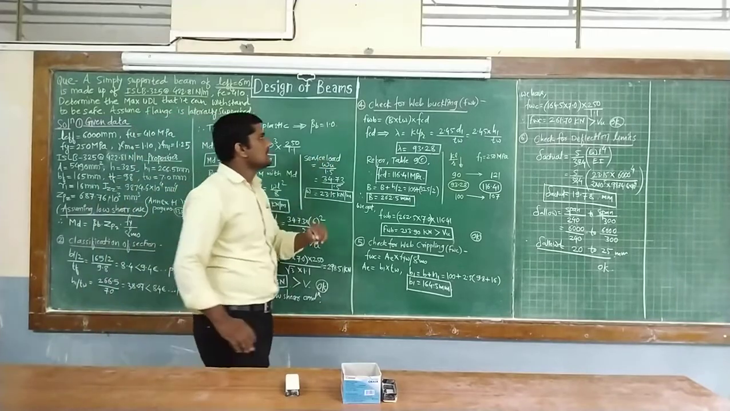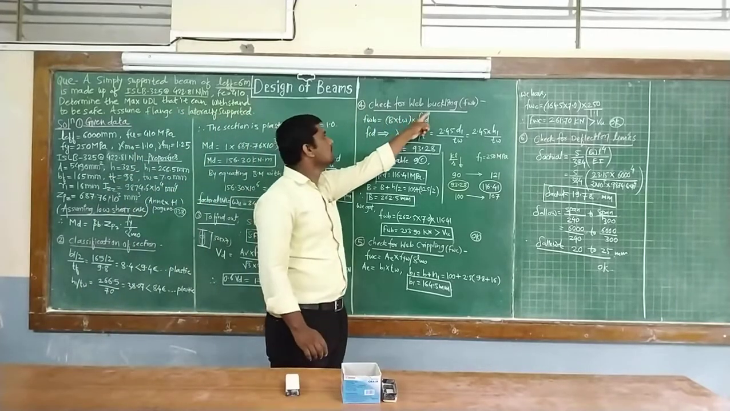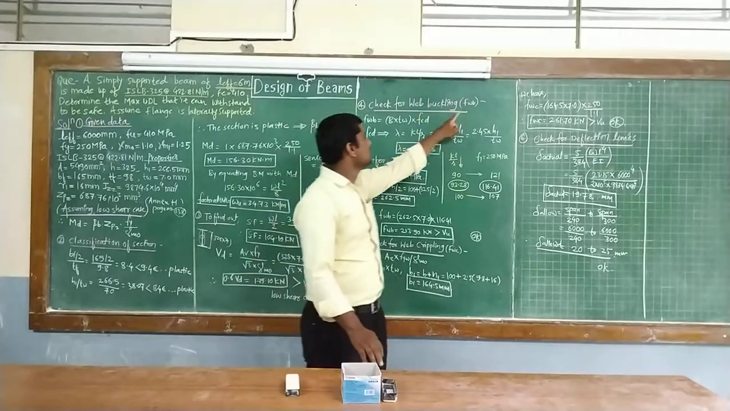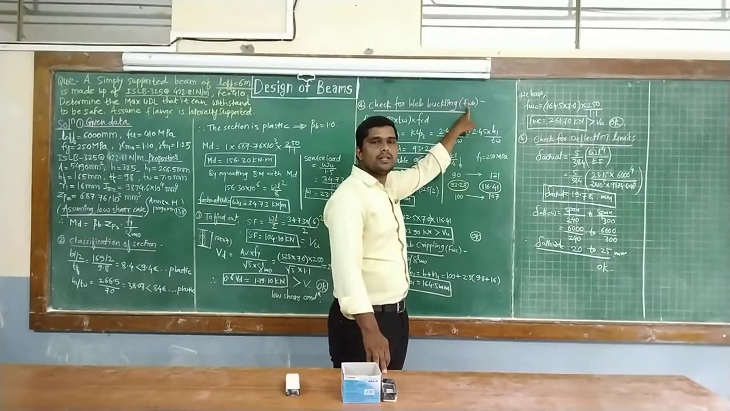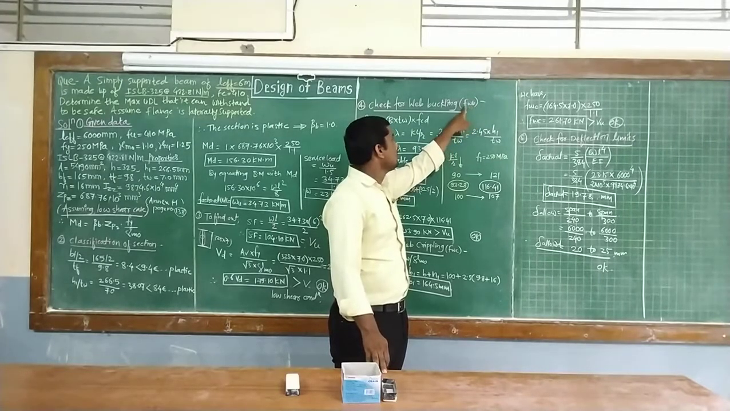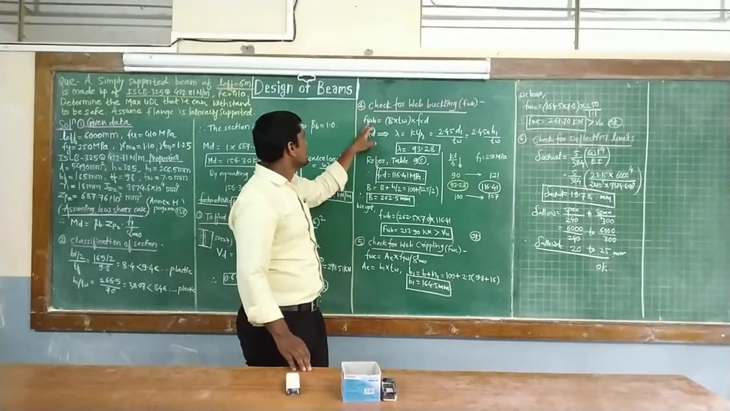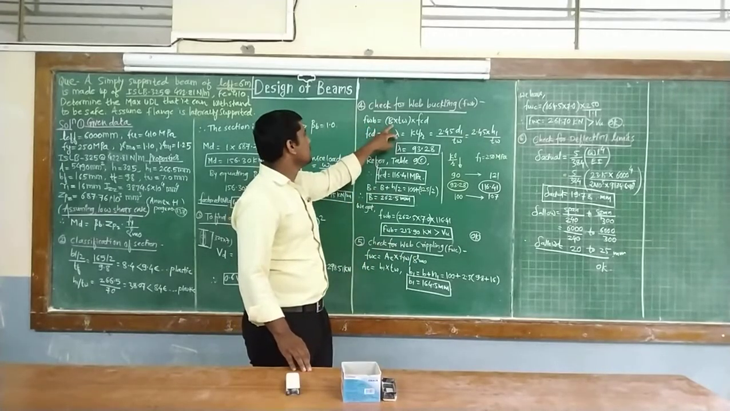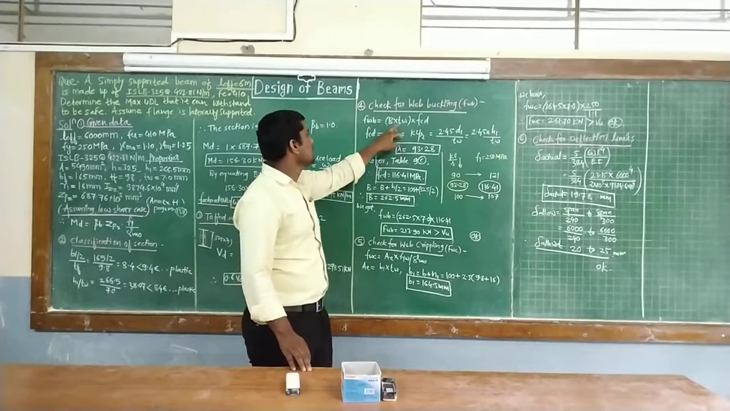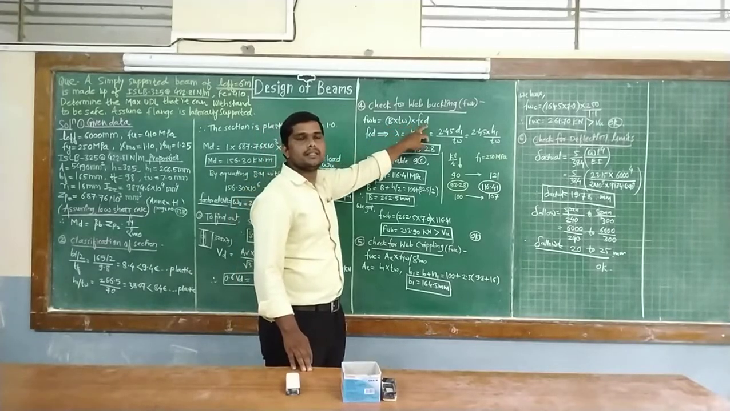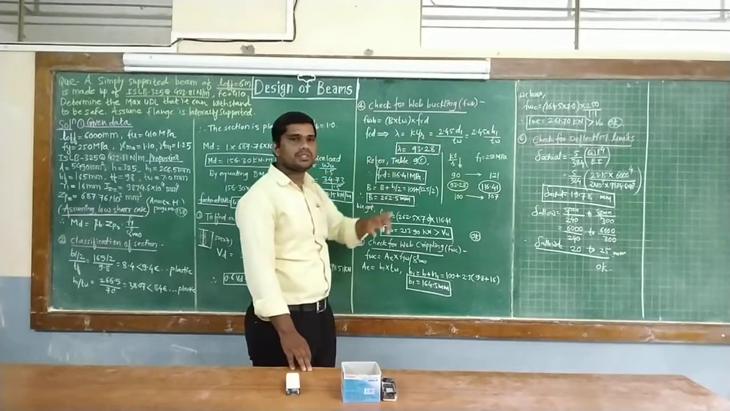Next is the check for web buckling. The check for web buckling is designated by FwB, where B is buckling, w is web, and F is force. So FwB is equal to, here we are going to take the area, so b into tw into fcd, where fcd is the design compressive stress.